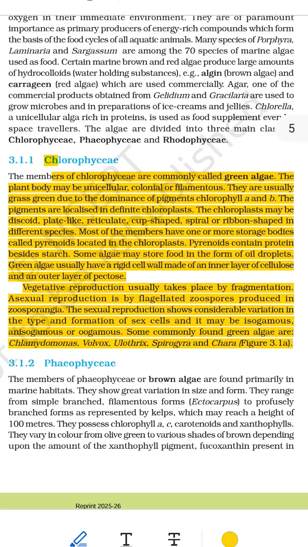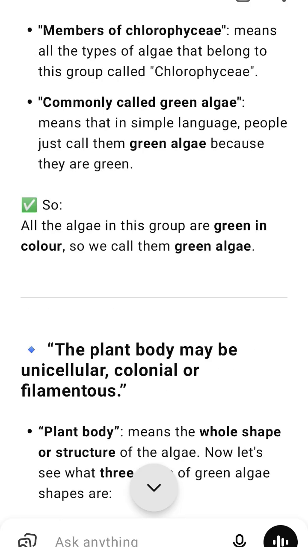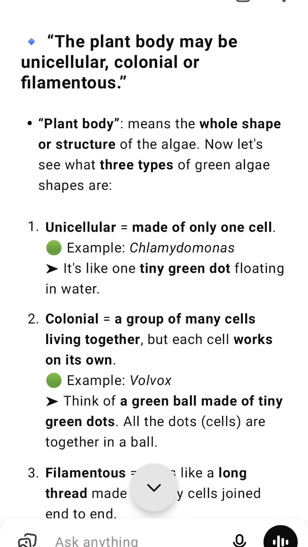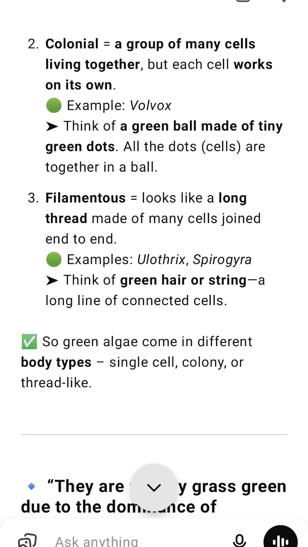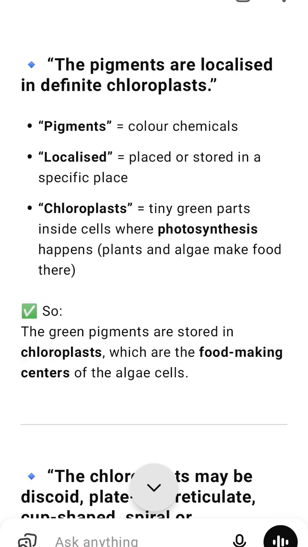Here is a great, deep, and detailed summary of the entire explanation on Chlorophyceae, green algae, written in the simplest possible language, like teaching a total beginner or child. Summary: Chlorophyceae, green algae. 1. What is Chlorophyceae? Chlorophyceae is the scientific name for a group of algae we commonly call green algae. They are called green because they have a lot of green pigments, chlorophyll A and B, which help them make food from sunlight through photosynthesis.